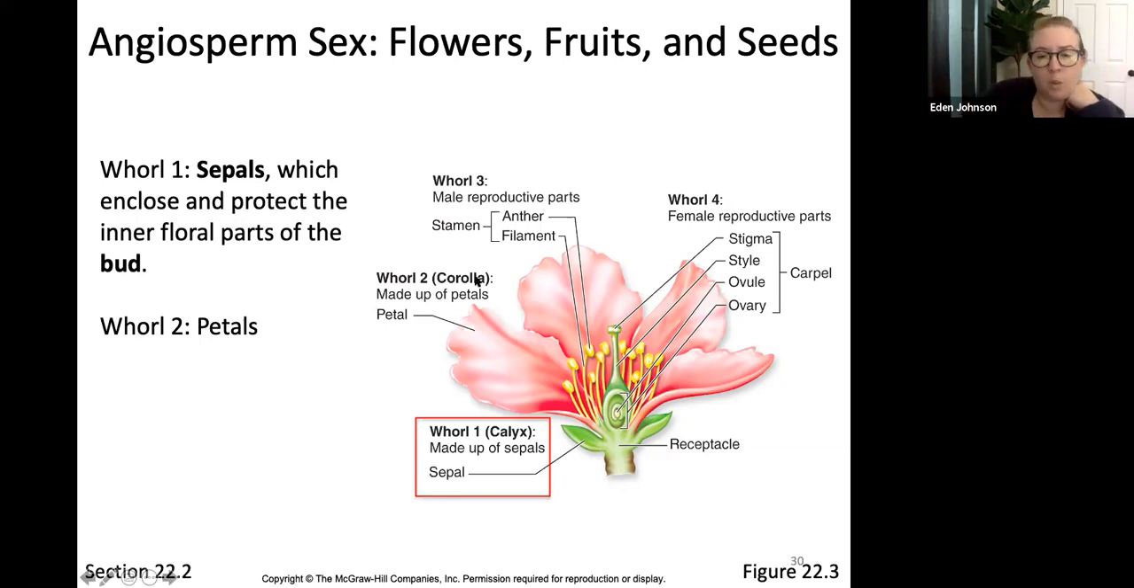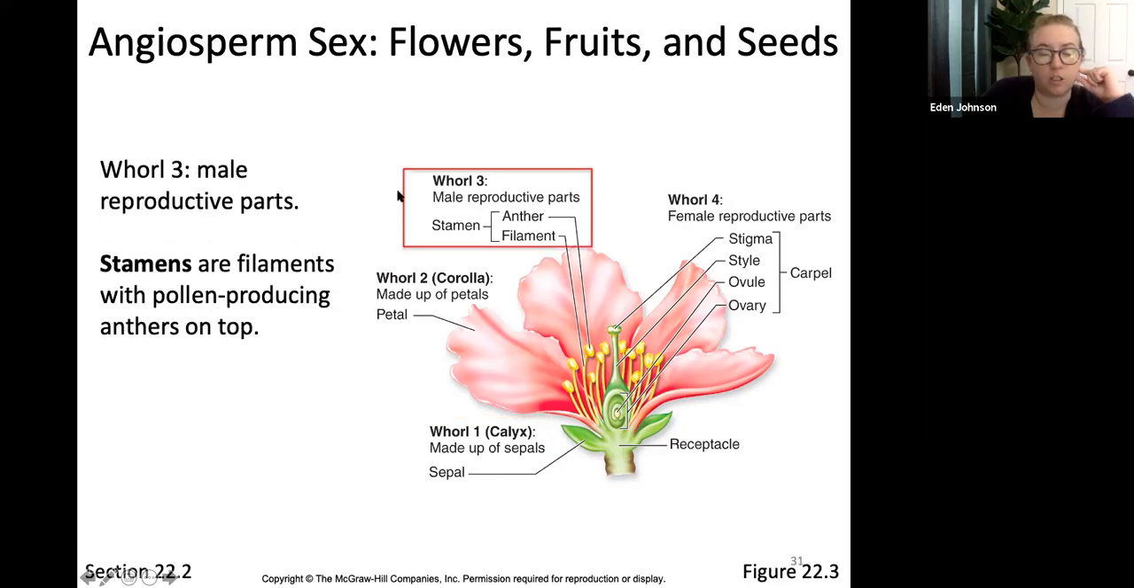Whorl 2 is called the corolla. We're just going to call it the petals. So you had sepals, petals. Petals are going to attract pollinators. A lot of them are going to attract pollinators. Other than that, they don't really have a very specific function. So sepal, petal, then whorl 3 are your stamens. Whorl 3, these are your male reproductive parts.